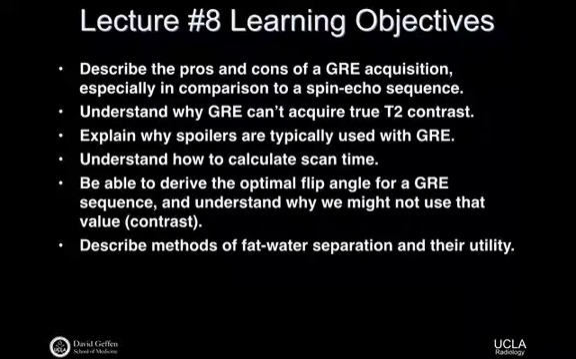Who can suggest a reason why gradient echoes can't acquire true T2 contrast? It is T2 star, right? So why is it T2 star? What is it that's missing? There's no refocusing pulse, right? The refocusing pulse is what really gets us that T2 contrast. And those other sources of off-resonance, as they accumulate, give us this other thing that we call T2 star.